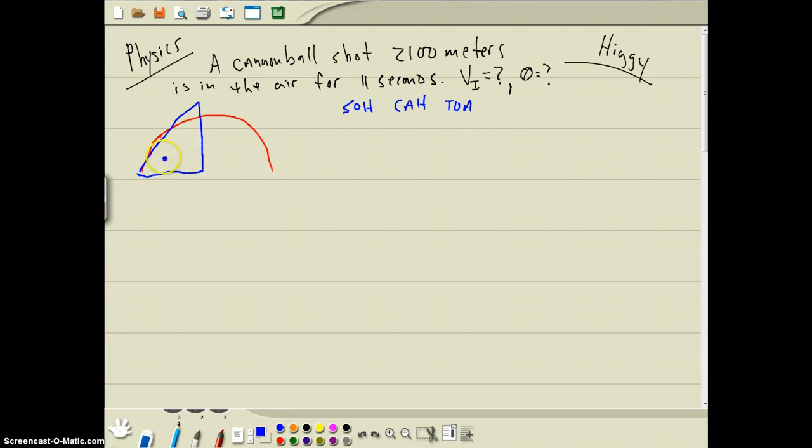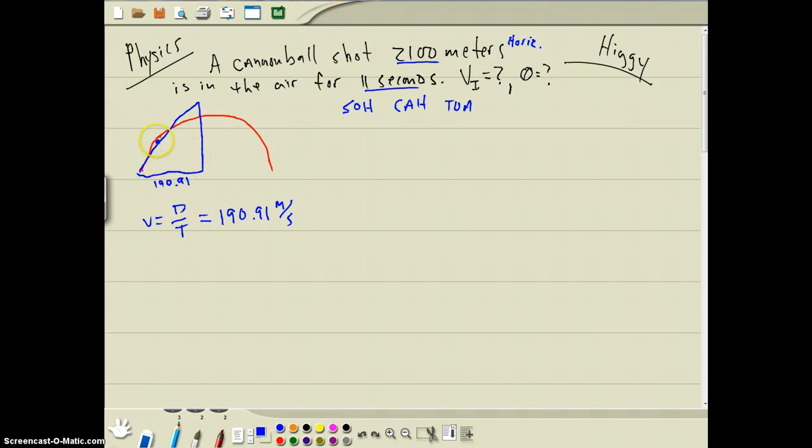Well, to use SOHCAHTOA, I've got to find these pieces of this triangle. And this gives me enough information with this 2,100 meters horizontal. That's a horizontal number. And this 11 seconds right here gives me enough information to find the horizontal velocity. I'm going to use the velocity equals distance over time formula to do that. When I plug in the distance 2,100 for 11 seconds, I wind up with 190.91 meters per second. All right, so that's going to go right here, 190.91.